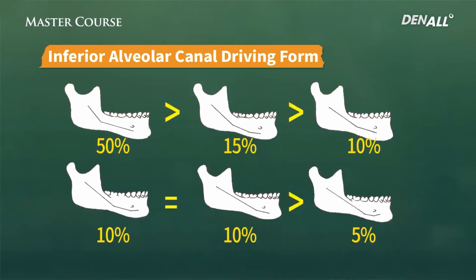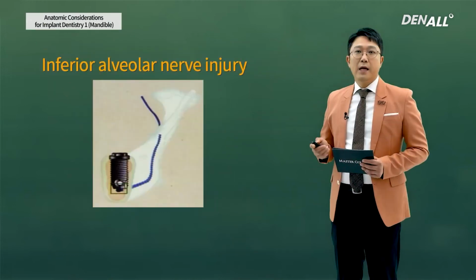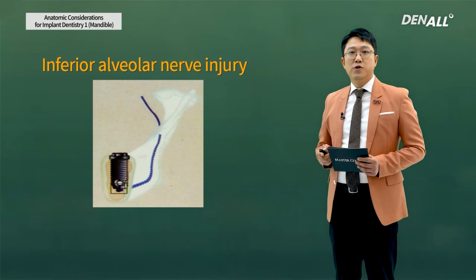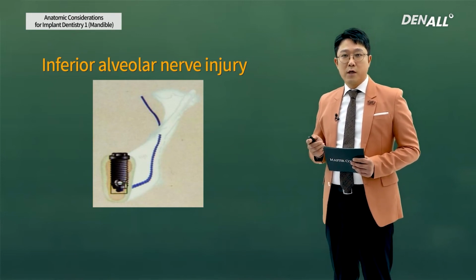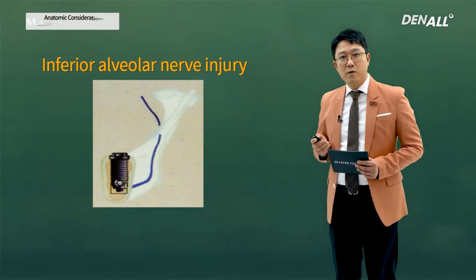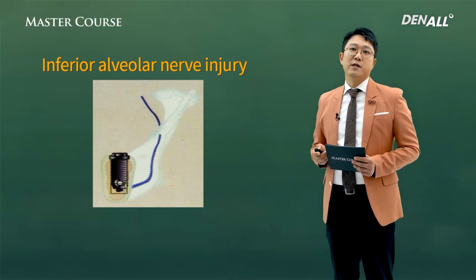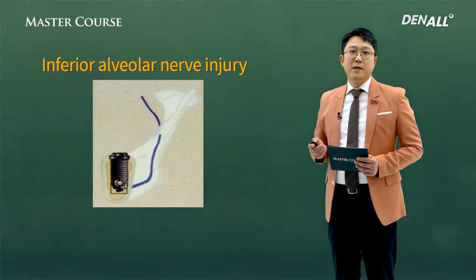The inferior alveolar canal is bent under the third molar in 50% of the cases. In terms of distance to teeth, it is closest to the root of the second molar. The inferior alveolar nerve is running in the inferior alveolar canal. When the nerve is injured, it will become an incredibly hard problem, a catastrophe. There are many reasons for the injury.